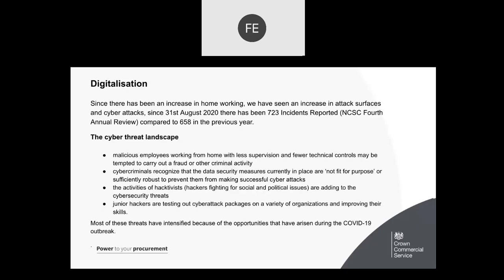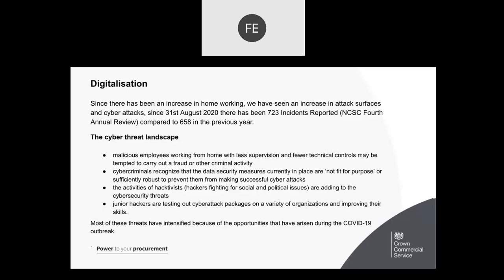As organisations all over the world adapted to the unprecedented numbers of employees working from home, cybercriminals were eager to launch a COVID-19 themed cyber attack on a workforce coping with pandemic restrictions and the potential vulnerabilities of remote device and bandwidth security. An example of the multiple opportunities for cybercriminals is malicious employees working from home with less supervision and fewer technical controls. They may be tempted to carry out fraud or other criminal activities.